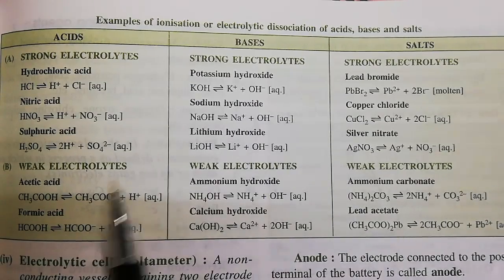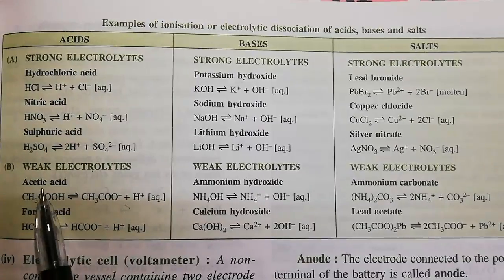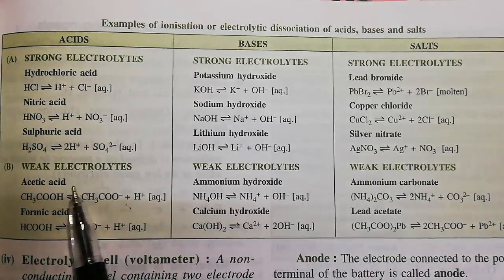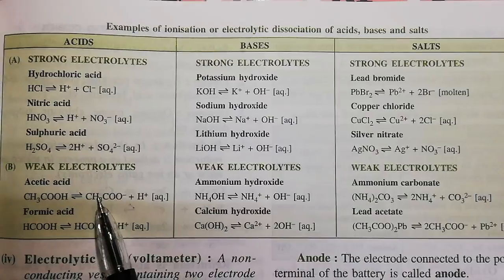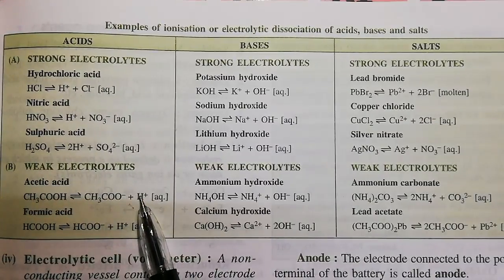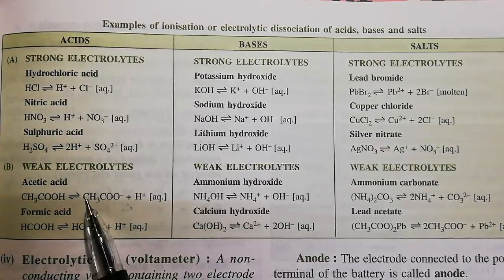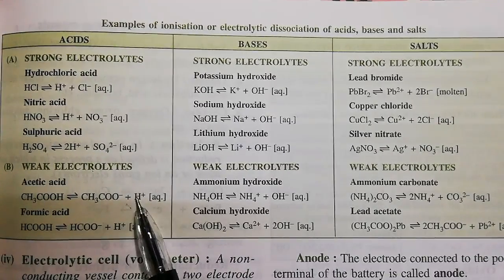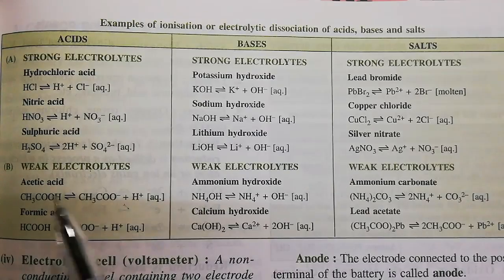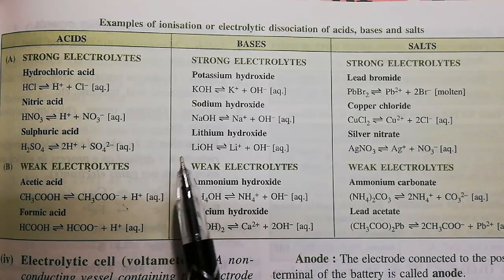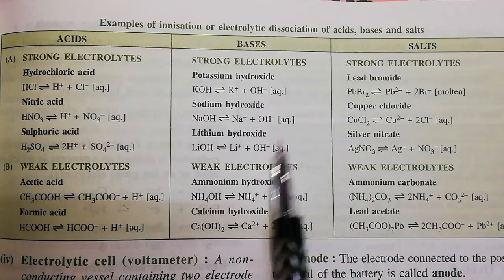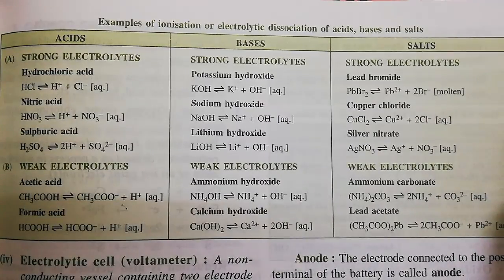Say for acetic acid in solution, as it is a weak electrolyte, it will ionize like this, giving acetate ion and hydrogen ion. So in the solution you will get acetic acid, acetate ion and the hydrogen ion. But for strong electrolytes, you will get only ions, because they almost completely ionize.